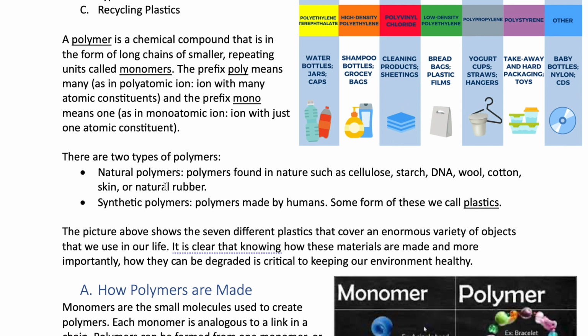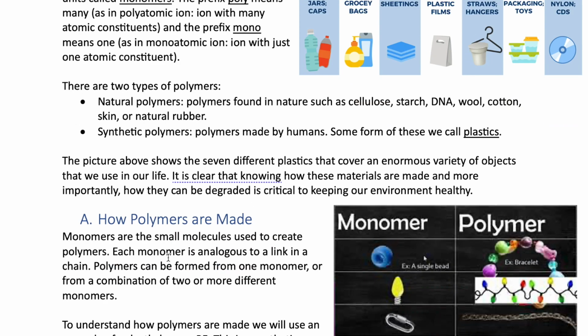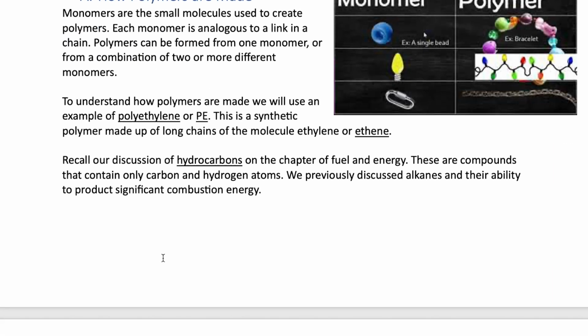So it really has a wide use, and more importantly, what we want to know is how can we recycle or dispose of these plastics when we no longer use them in a way that will be healthy for the environment. But let's first talk about how these polymers are made. So the idea of monomers and polymers is fairly straightforward. A monomer is just a single unit. A polymer is when you combine them together, right?